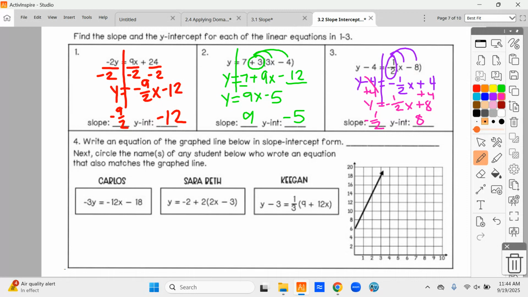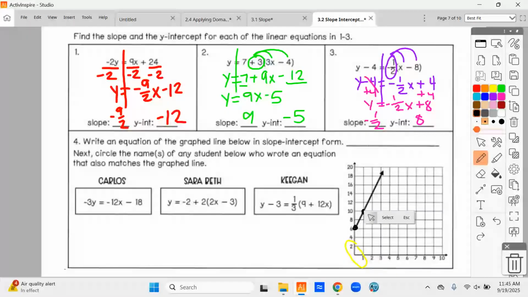Now it says, write an equation of a graphed line below in slope-intercept form. Okay, next circle the names of any students who wrote the equation that also matches the graphed line. So what we're trying to see is that it doesn't have to be in slope-intercept form to still be a line. There's just a simplest form. Okay, so here, first, always check your y and x axis. My y jumps by 2, my x jumps by 1, and place your 2 perfect points.